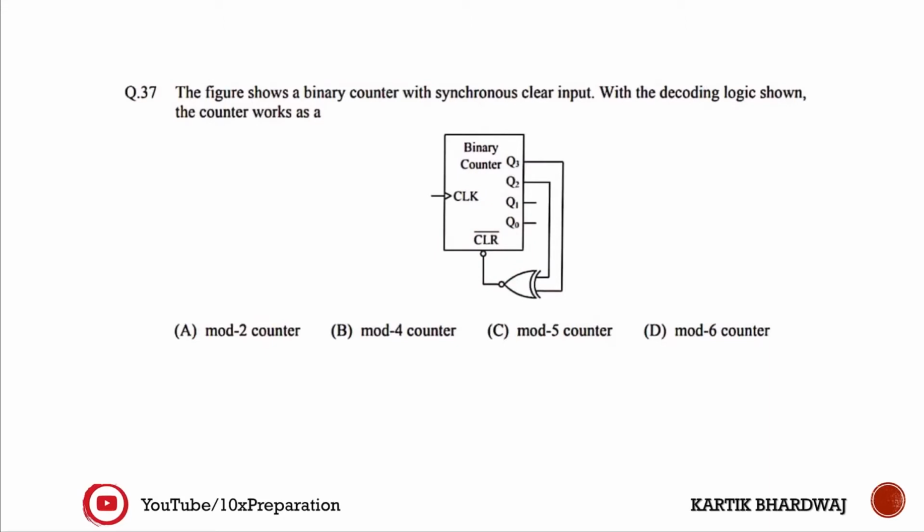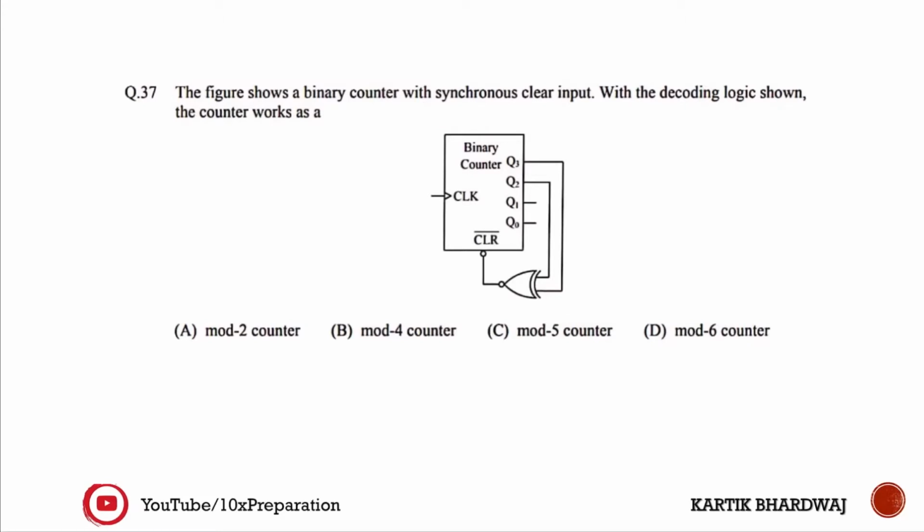So now let's have a question. This is from GATE 2015. The question is that the figure shows a binary counter with a synchronous clear input. Pay attention to the question: synchronous clear input, because if it were asynchronous, the answer would change. With the decoding logic shown, the counter works as, and it asks what the mod of this counter will be.